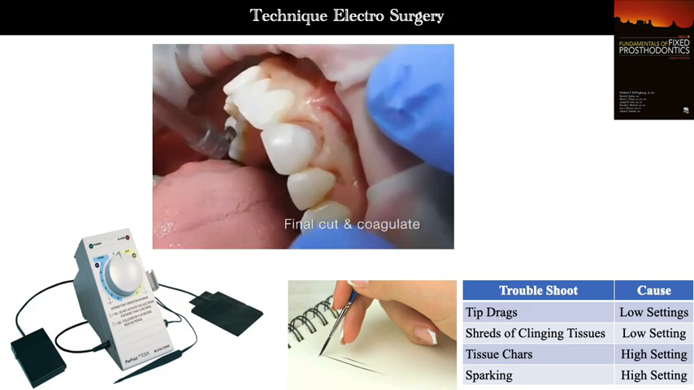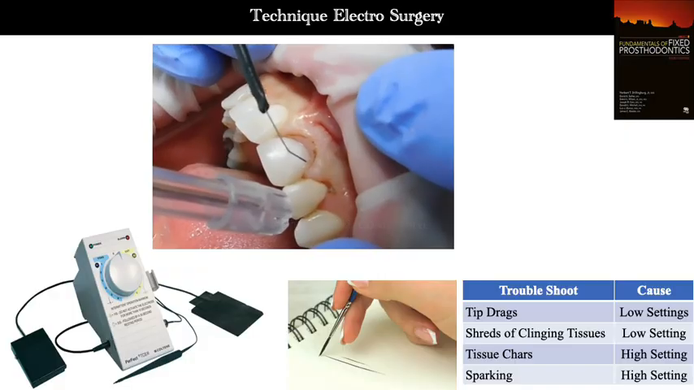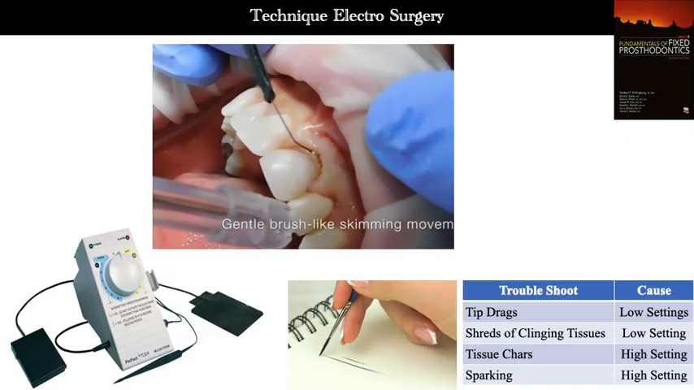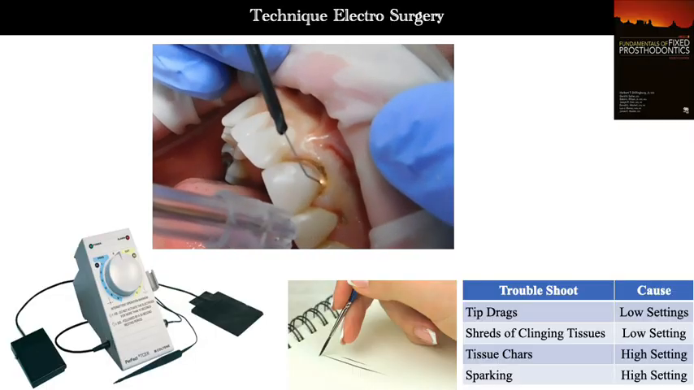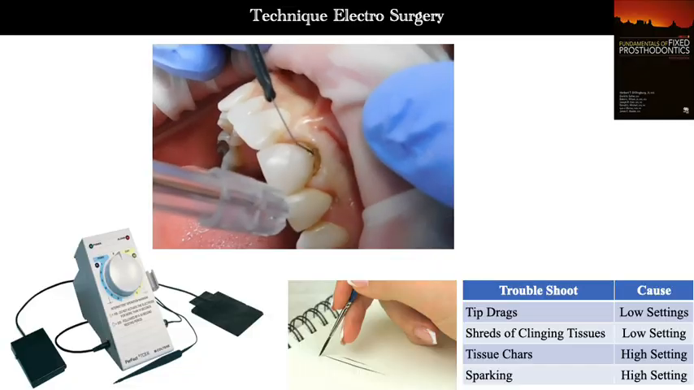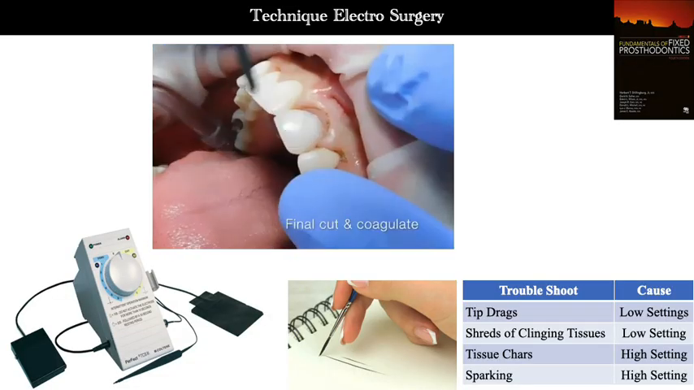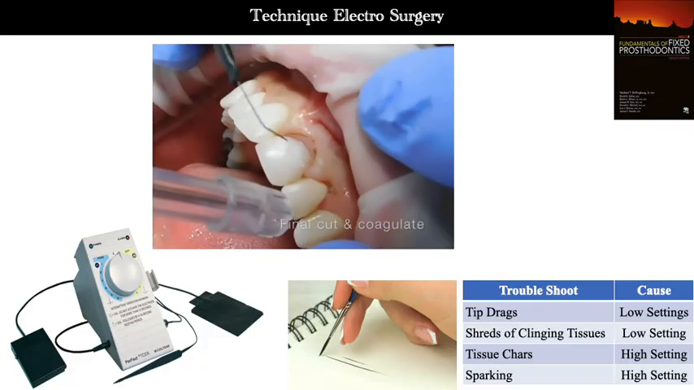Now, the other clinical tip would be if the electrode is dragging and there are shreds of tissue clinging to the electrode, which means the setting is really low, then we have to increase the setting and go ahead with the procedure.